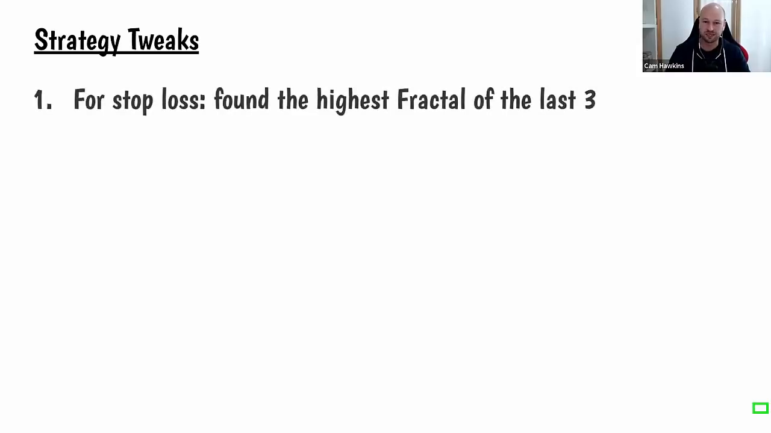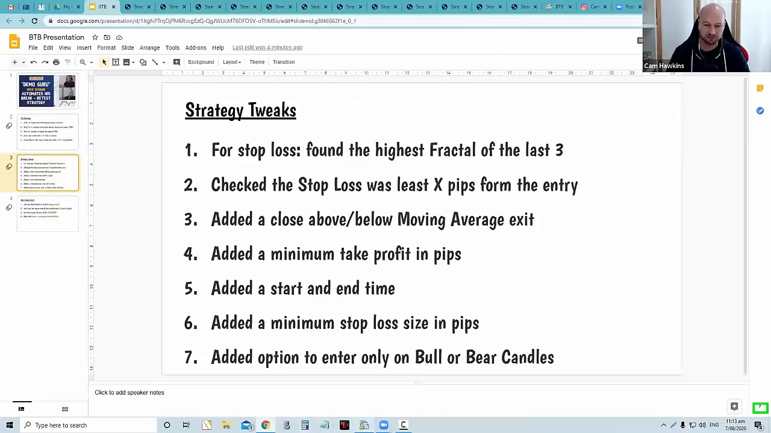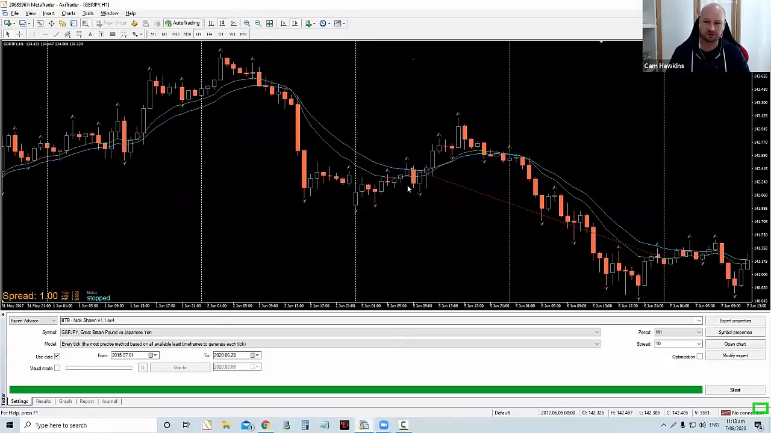So I've made some tweaks to the strategy, and we're going to quickly jump into a price chart after this and have a look at how these tweaks work. So the tweaks are, for the stop loss, I've found the highest fractal of the last three. Now let me exit out of this and jump into a test here. So Nick, this is what I've done. These are trades that the robot is taking here on a chart.